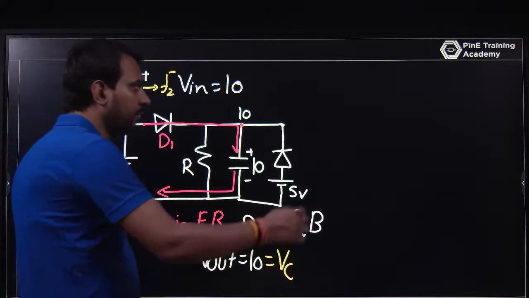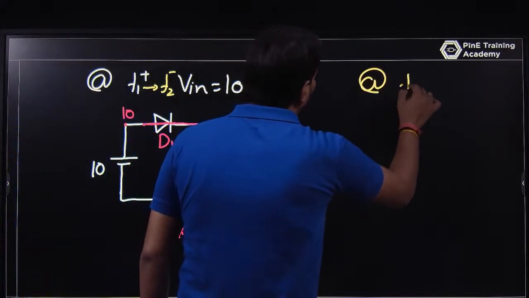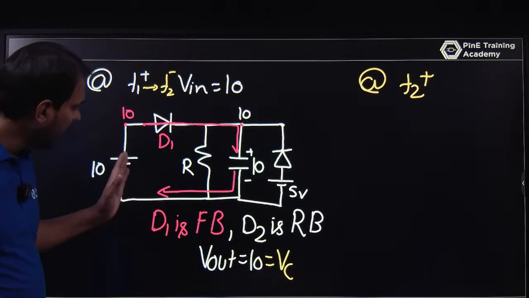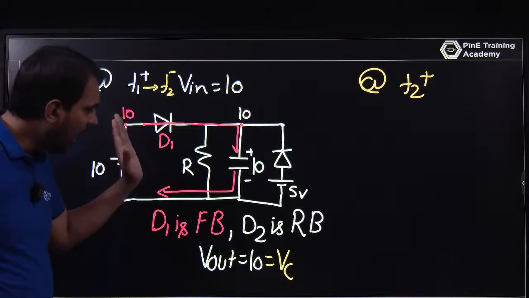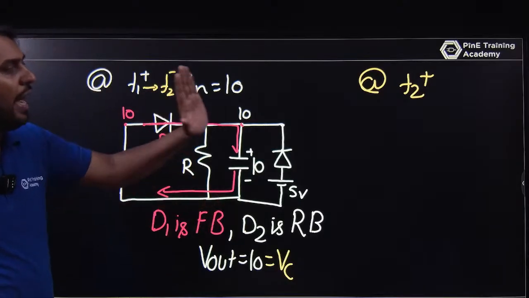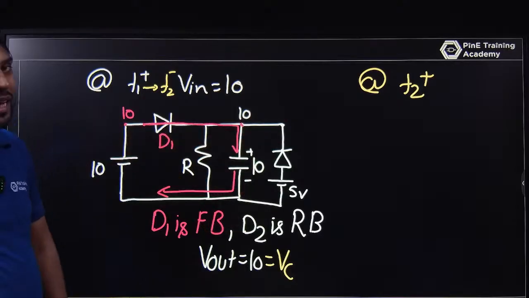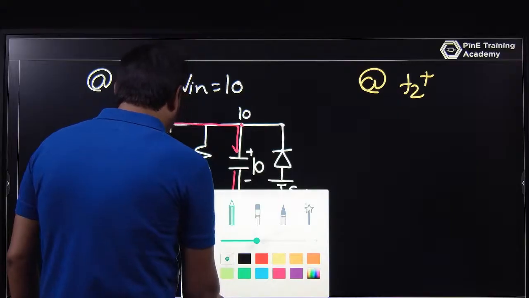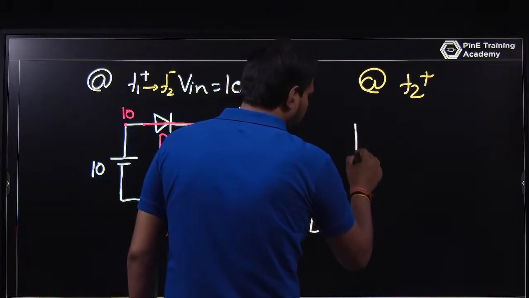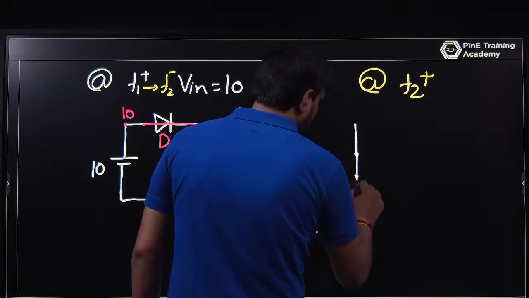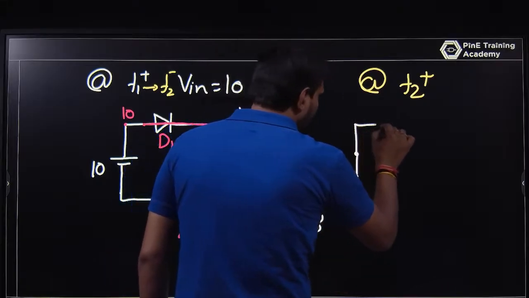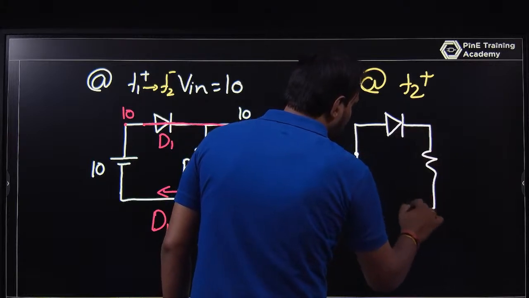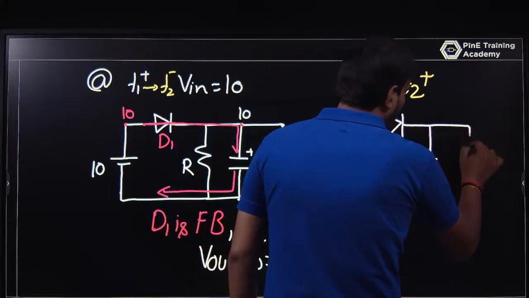Let's talk about T2 plus. After T1 plus to T2 minus, the sudden change happens at T2 plus: the input voltage becomes 0. When the input voltage becomes 0, and this is a very important point, just be focused here, what will happen?